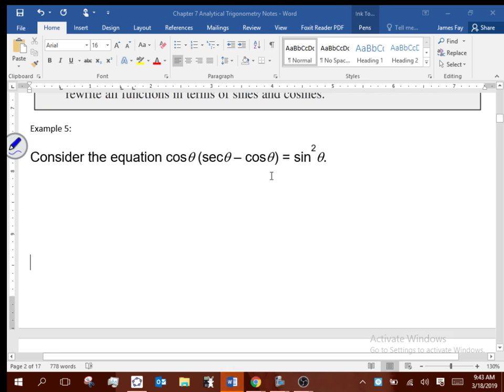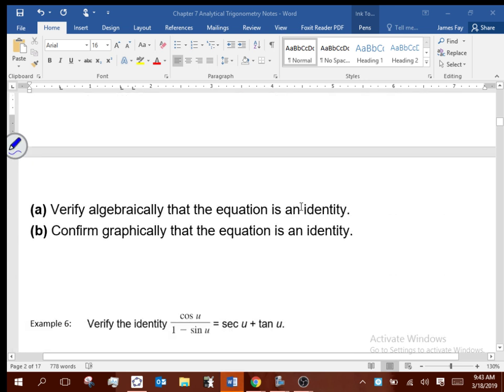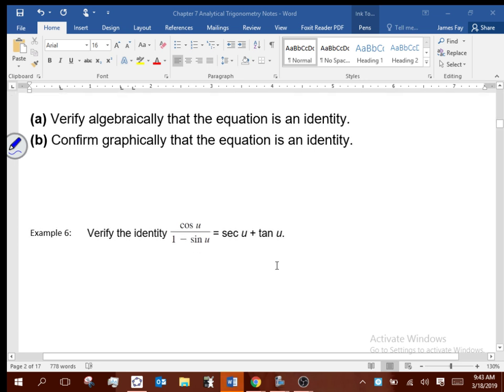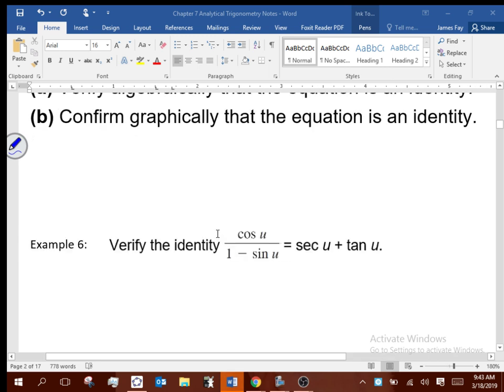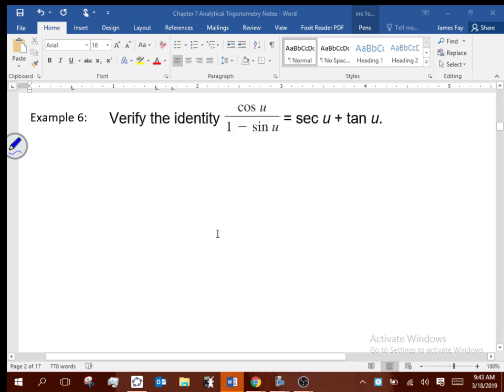All right, let's do, they ask you to confirm this graphically. All you got to do is graph one of those in Y1, graph one in Y2, and you're going to see that they end up giving you the same exact curve. All right, so this one says verify the identity. Cosine u over 1 minus sine u equals secant u plus tangent u.